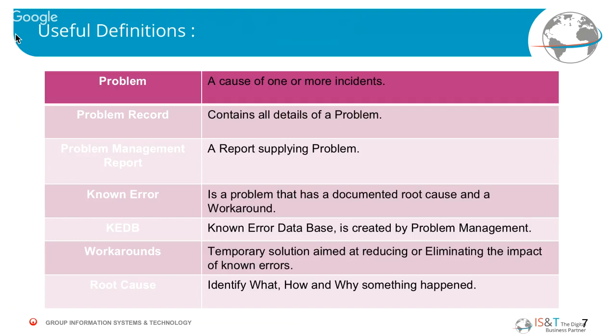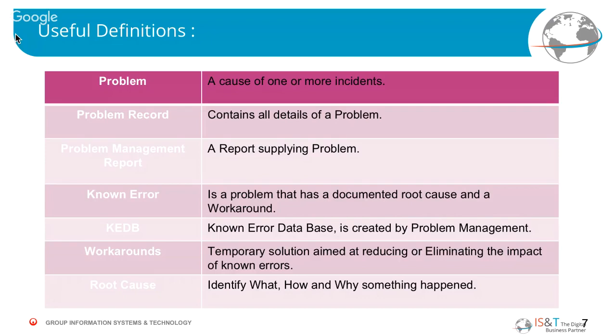Let's start with the problem. So the problem is a cause of one or more incidents. The cause is not usually known when the problem record is created. Okay, the problem record, or the problem ticket, contains all details of a problem, documenting the history of the problem from detection to closure. Okay, and what is the problem management report? So the problem management report is a report supplying problem-related information to the other service management processes.